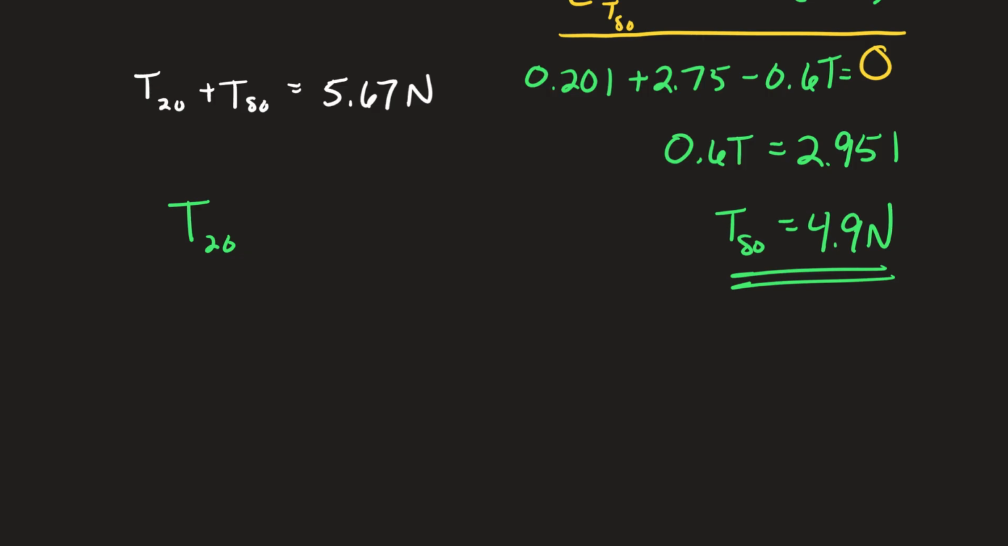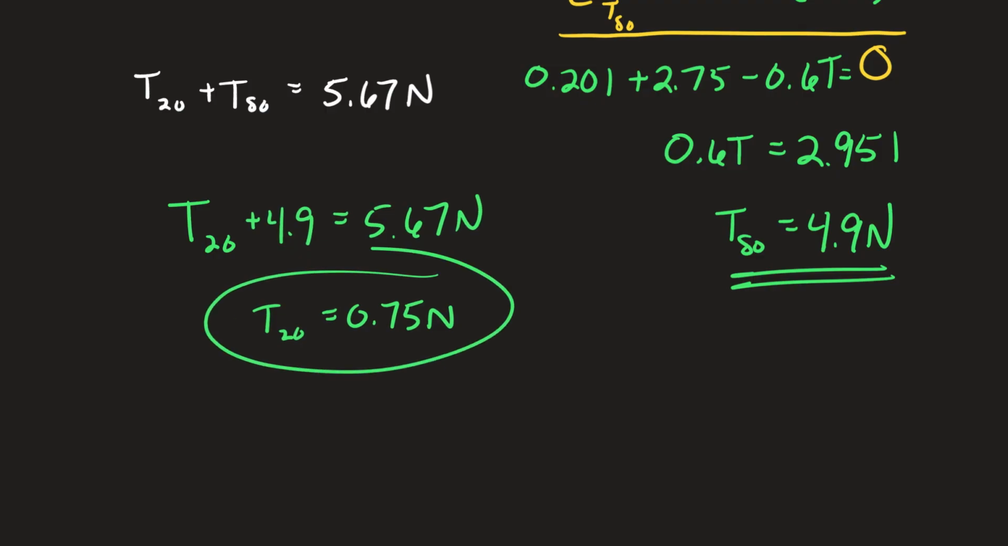So T20 plus 4.9 has to equal 5.67. So T20 looks like I get 0.75 newtons. So not particularly tough. This one's kind of a slow pitch. Let's check it out. I'll set this up as a question.